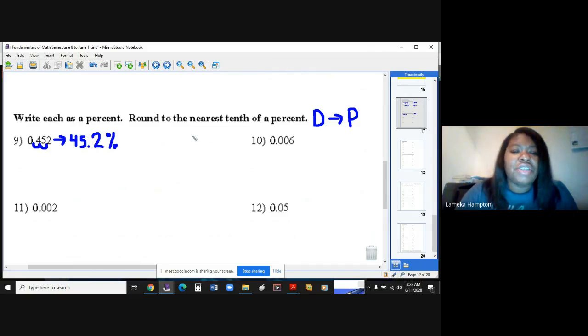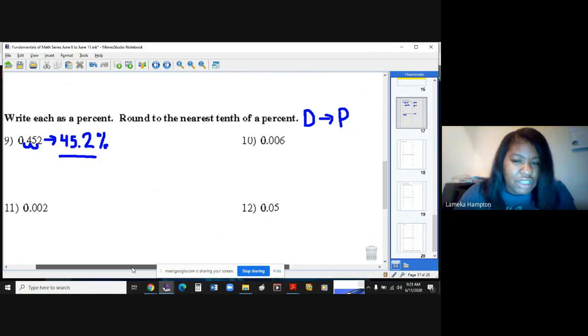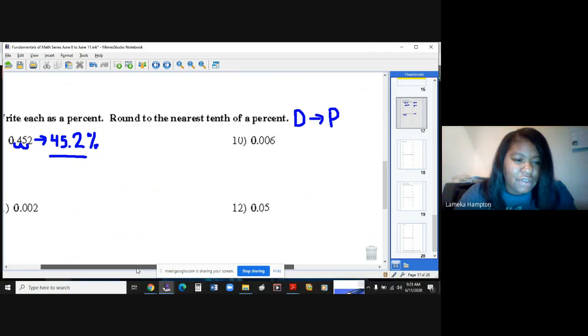All right. So it says round to the nearest tenth. So this will be my final answer because again, 2 is in my tenths place. So my answer would simply be 45 and 2/10 of a percent. Or you can just say 45.2. Okay. Now, I'm going to scroll over just a little bit because I want to make sure that I have some room for number 10.